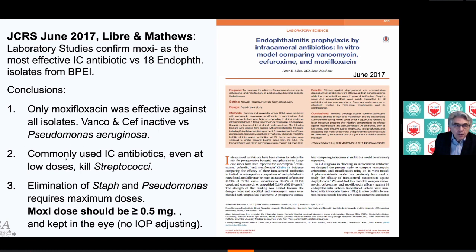And they found that all of these drugs, even at low doses, kill streptococci. But to get rid of Staphylococcus and Pseudomonas, you had to use moxifloxacin at more than 0.5 milligrams. That's why the Swedish study had a higher incidence of staphylococcal infections. They used too low a dose.